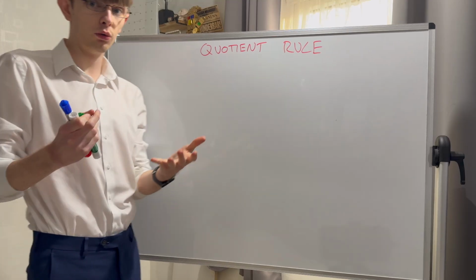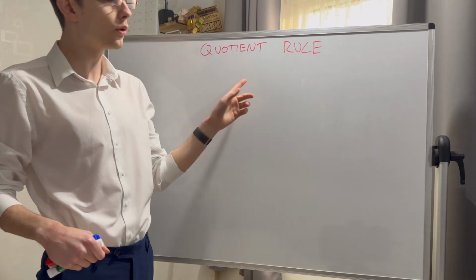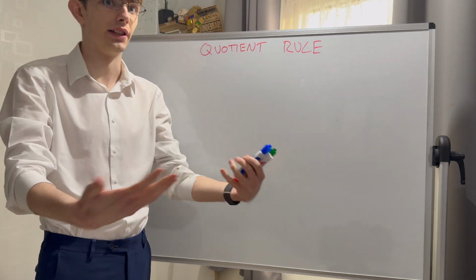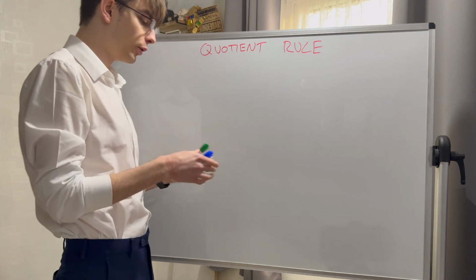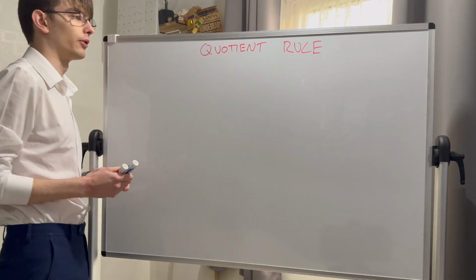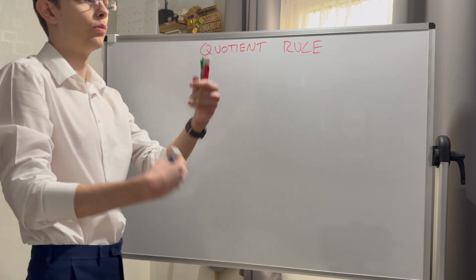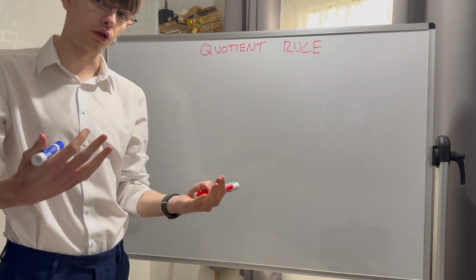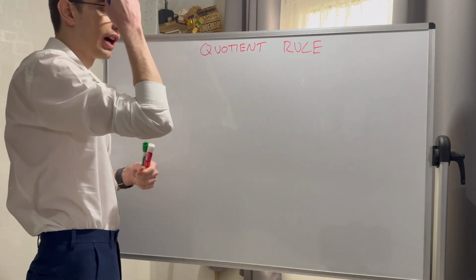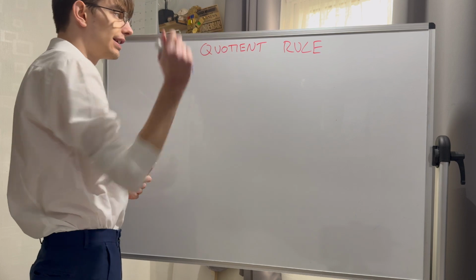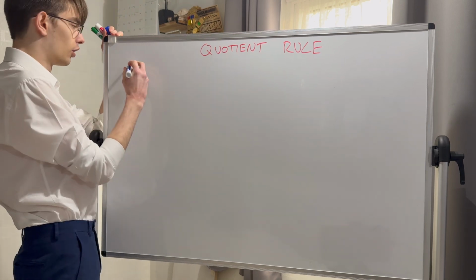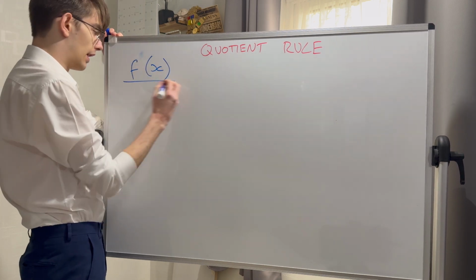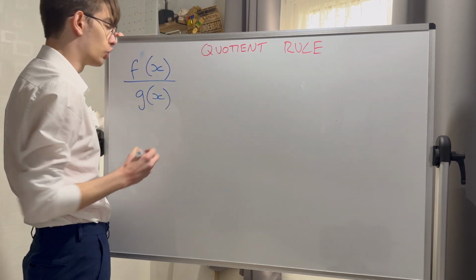Okay, we've seen the product rule, so now let's have a look at the quotient rule. The word quotient basically just means a fraction, a divisor, something being divided. Previously we've seen what happens when you have a function within a function, which is the chain rule, and a function multiplied by another function, which is the product rule. Now we're going to have a look at what happens when you have a function divided by another function. So f of x divided by g of x.